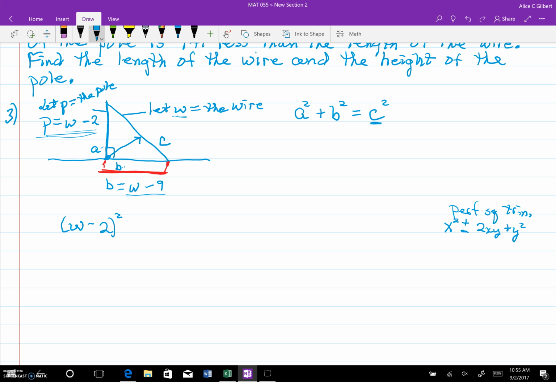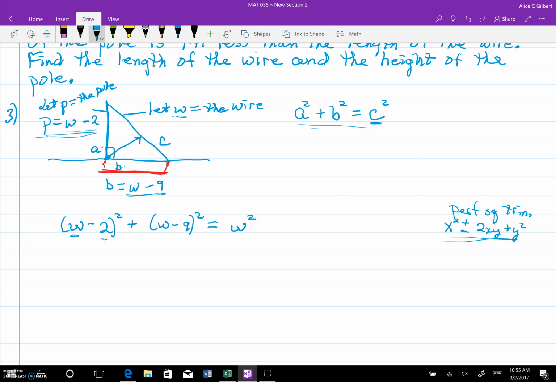Okay, and then back in my formula, this is our a squared, plus b squared. Well, this is my b, so W minus 9, the quantity squared. Oh, look, again, that is a perfect square trinomial. Equals, and our side C we've got as W, and it's squared. All right, now we're ready to go. So here's what I'm going to do. Perfect square trinomial. This is my X, this is my Y.